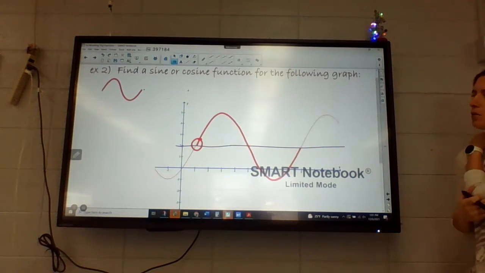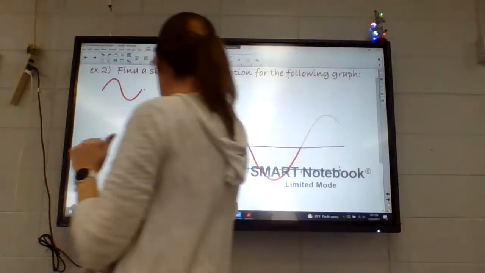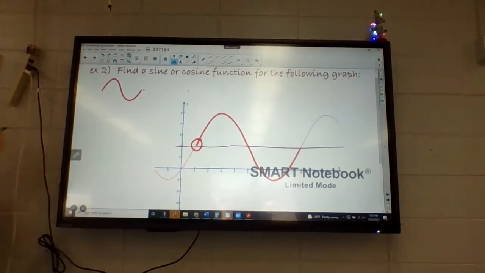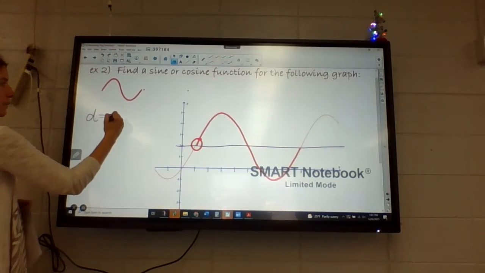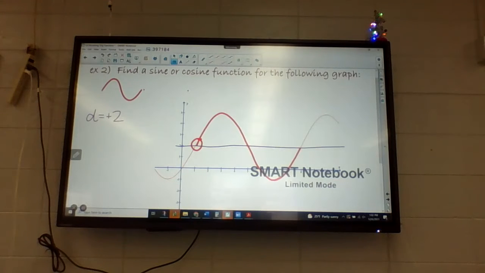One of the things, again, I probably would have changed my order of these a little bit. I think finding that midline is important because everything starts from there. Because this tells me that my graph shifted up 2. So my D value is positive 2, because it goes up 2 from the starting value.